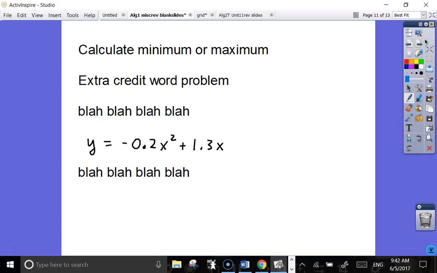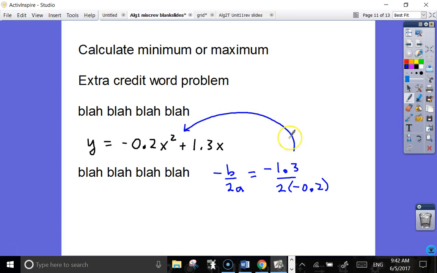What would this one have, a minimum or a maximum? It's going to have a max. Okay, how are we going to find it? Negative b over 2a. Right, negative 1.3 over 2 times negative 0.2. Right, and then whatever you get with that, you're going to plug back in there to calculate the actual maximum value. Okay, that's it.